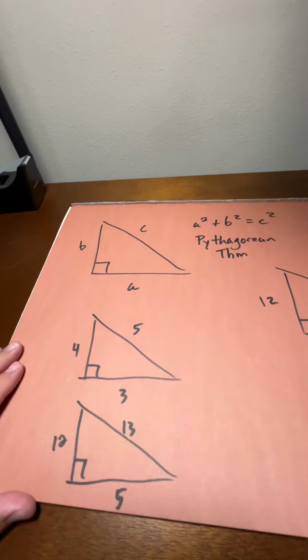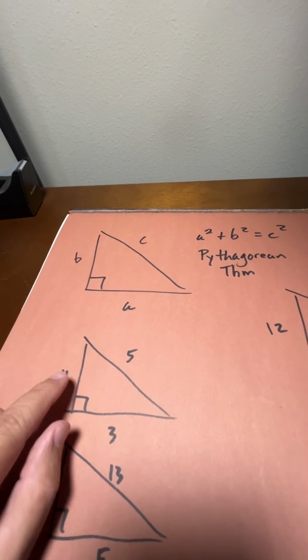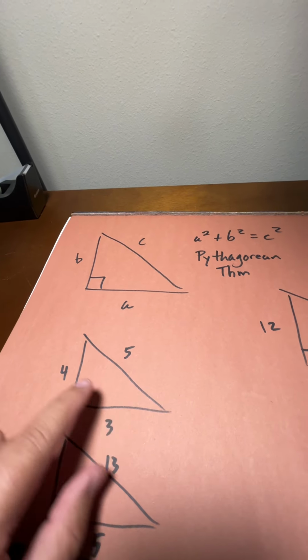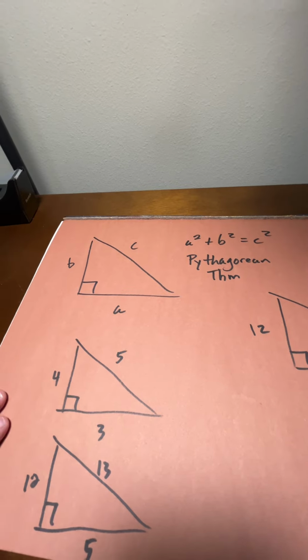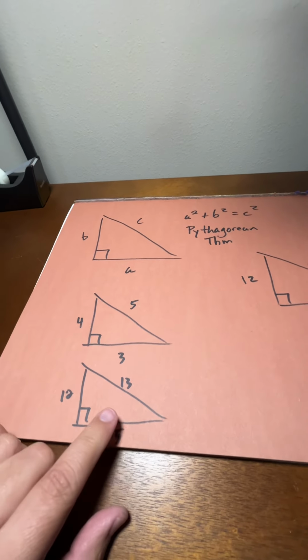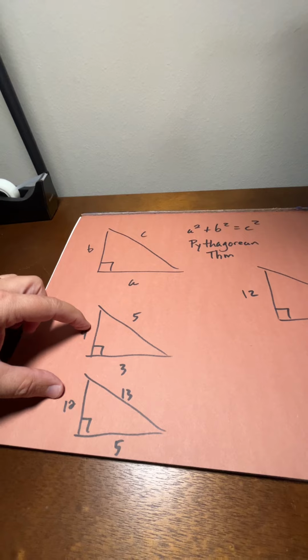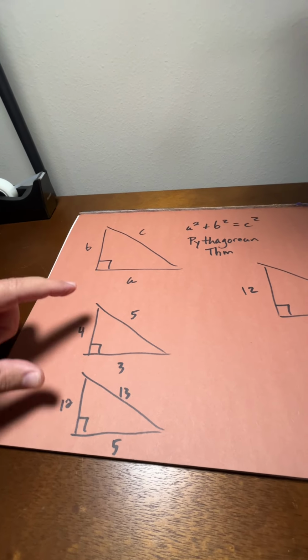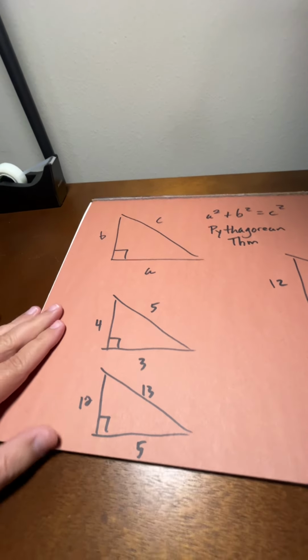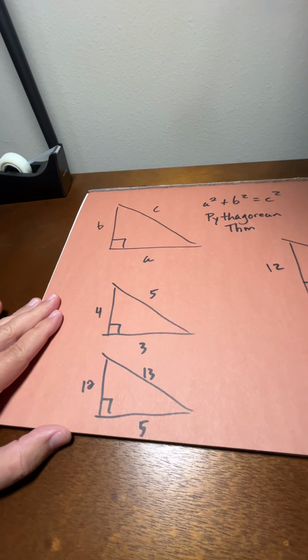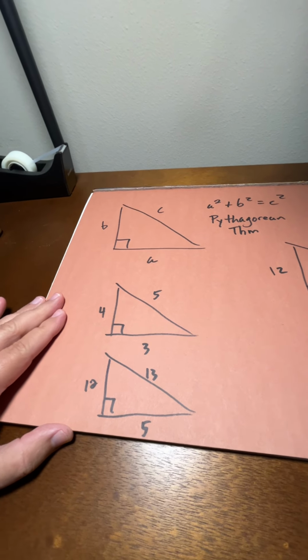Now, the most famous right triangle in the world is 3, 4, 5, where you have a side of 3, a side of 4, and the hypotenuse is 5. Second to it is a 5, 12, 13. It's good if you can memorize these because they occur so often in high school and college mathematics.